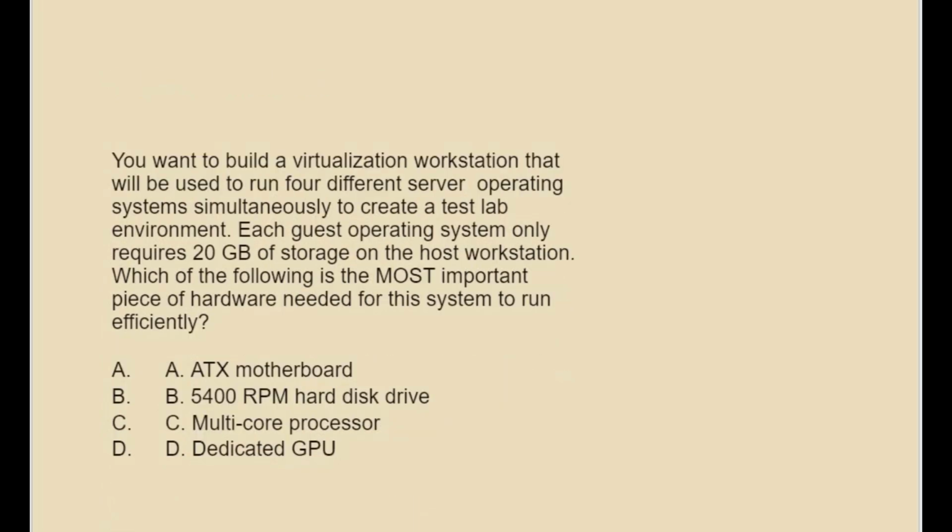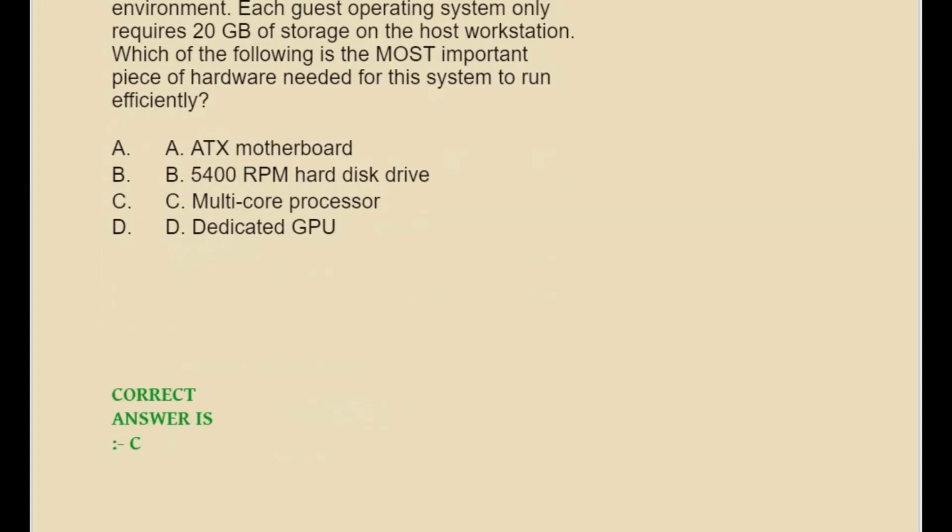Option A. ATX motherboard. Option B. 5400 RPM hard disk drive. Option C. Multi-core processor. Option D. Dedicated GPU. Correct answer is option C.